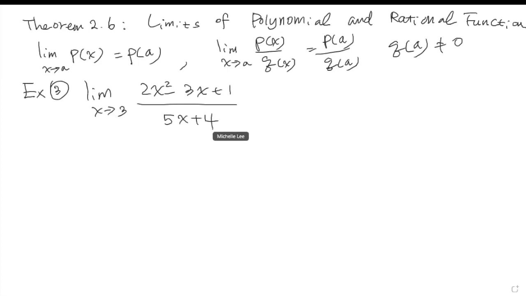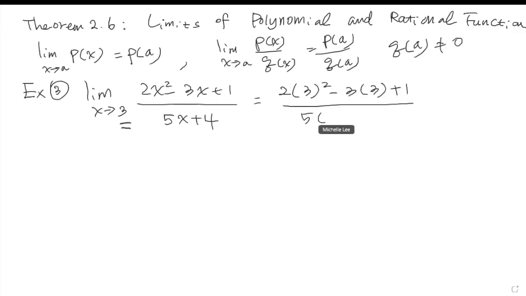Okay, so we just learned limit of polynomials and rational function. We just substitute this number into the function, right? So 2 times 3 squared, 3 times 3 plus 1 over 5 times 3 plus 4. Can you please calculate? What do you get? I get 10 over 19. 10 over 19. Thank you.